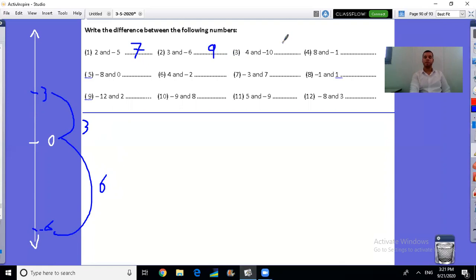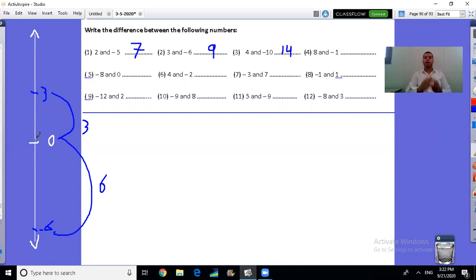All right, question number 3. It says 4 to -10. Well, now I don't want to use the number line anymore. I want to imagine this. Do it mentally. 4 to -10. From 4 to 0, 4. From 0 to -10, 10. 4 and 10 is 14. So I'm just going to write here 14.